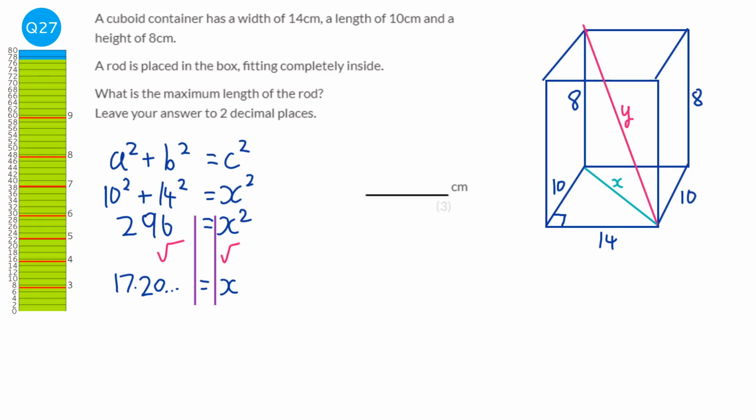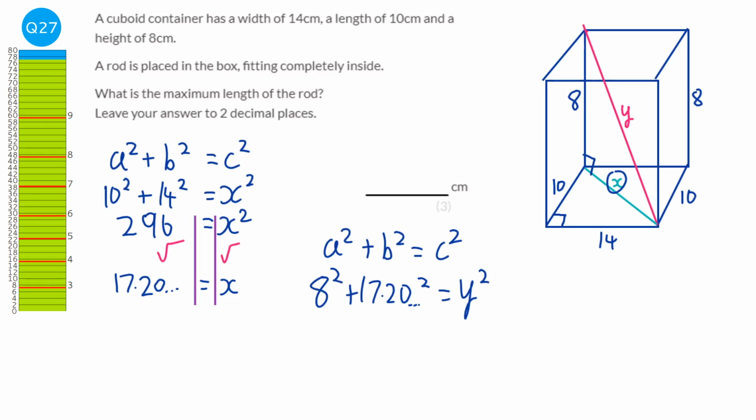So the next thing we're going to do is, we know what this is, and this creates a right angle triangle here, and so we're just going to do exactly the same thing again. A squared plus b squared equals c squared. Our a is 8, so 8 squared plus 17.20 and so on squared equals, and then we're looking for y, so y squared. Now if I square the value that's in my calculator from before, the 17.20, and click square, it will put it back to 296, because I've square rooted it and then I'm just squaring it again.